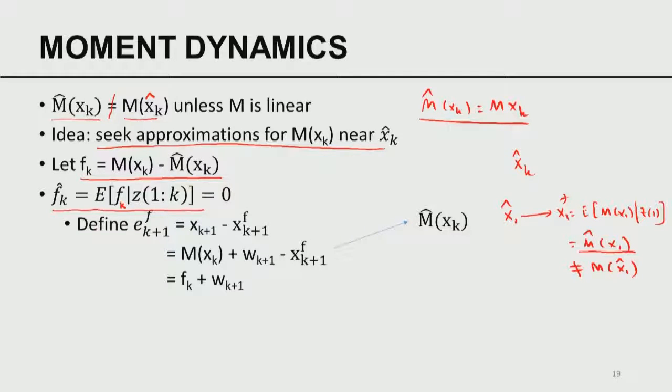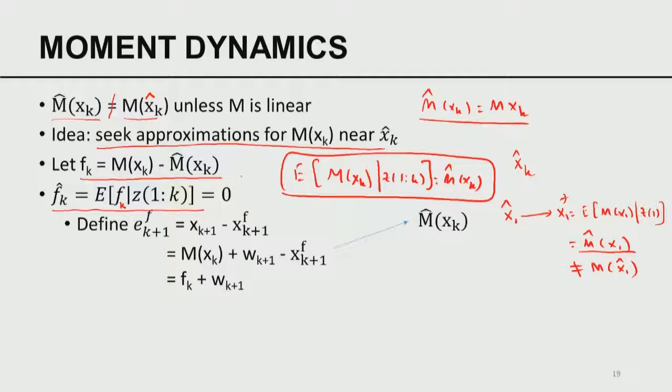So the conditional expectation of f of k given all the observations is 0, which you can readily see from the definition of f of k, because if you took the conditional expectation of m of xk given z 1 colon k, it is equal to m hat of xk. Please remember that is the definition, and that immediately implies this. Therefore, the error, the anomaly, has conditional expected value 0.